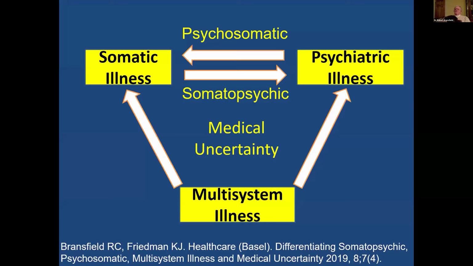This is a way to look at this where you're looking at a multi-system illness that can have both physical and psychiatric symptoms. But there's a lot of different facets to this. You can have somatic illness that causes psychiatric distress, psychiatric distress can cause somatic illness, but then there's also a lot of medical uncertainty. So what you don't do is say, "Well, I don't understand this. The test is negative, so it's all in your head." You have to break this down and look at it methodically.